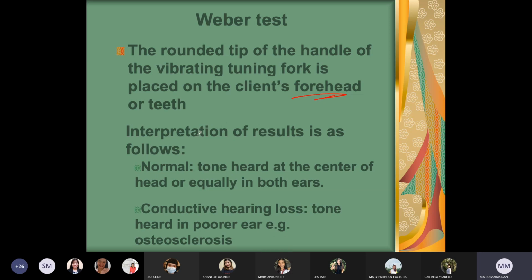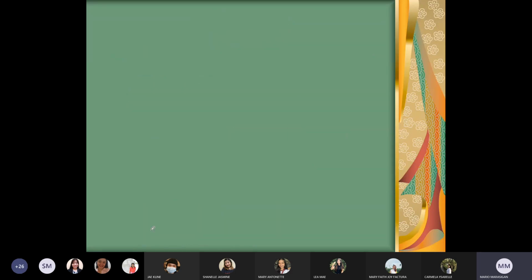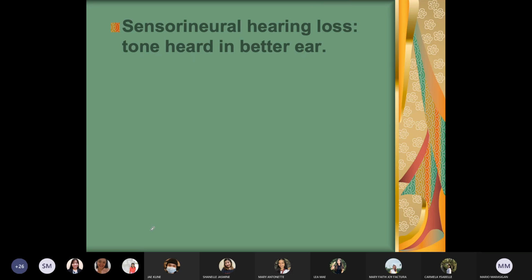Okay? Conductive hearing loss, tone heard in poorer ear. Example, in cases of extra bone. Otosclerosis is formation of bone, particularly doon sa malapit sa stapes, no? Sa footplate ng stapes. Kaya hindi siya maka-vibrate. Kaya nawawalan siya ng hearing. Sensory neural hearing loss, the tone heard in better ear.